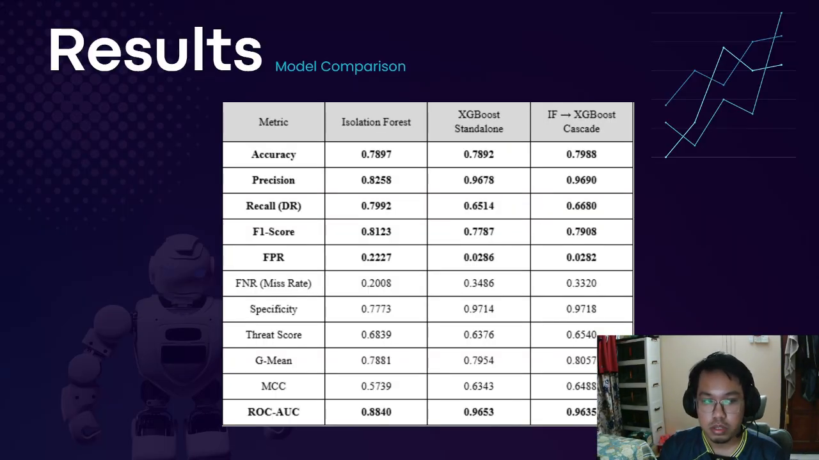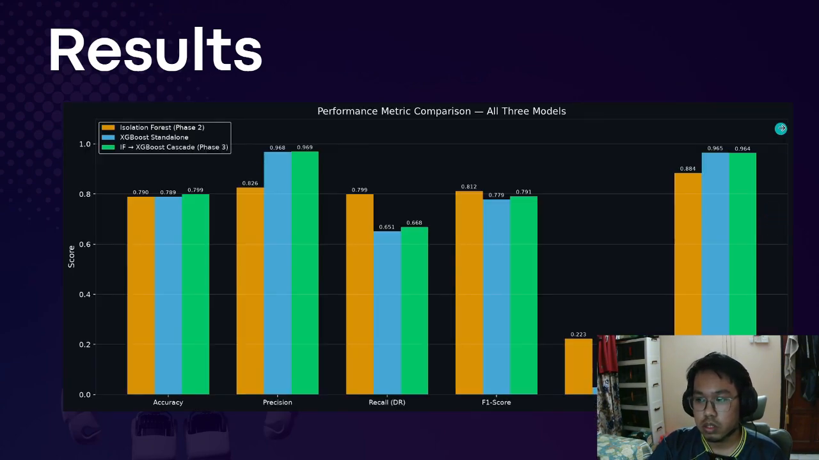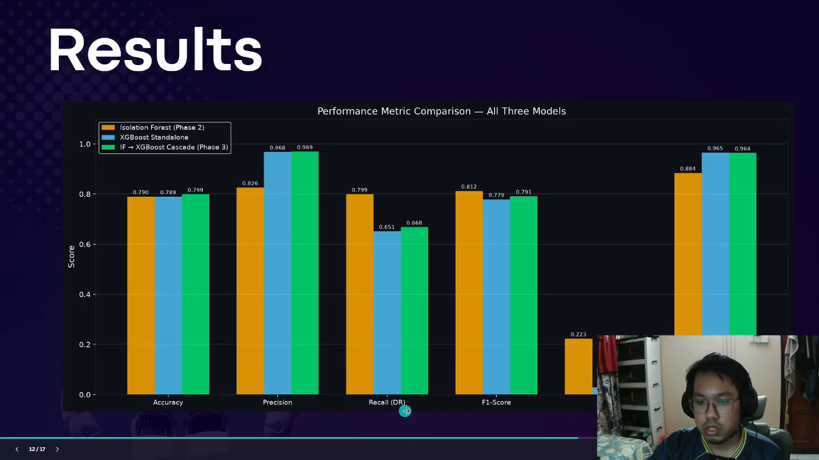This is the result. The hybrid cascade significantly outperforms both standalone baselines through dynamic contamination tuning, anomaly score augmentation, and threshold optimization. The false positive rate dropped from 22% to only 2.82%. So this is the bar chart for each performance metric like accuracy, precision, recall, F1 score, FPR, and ROC AUC.